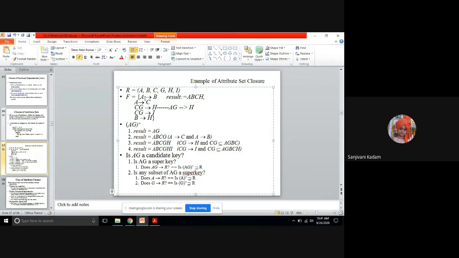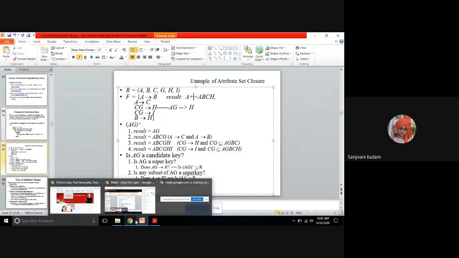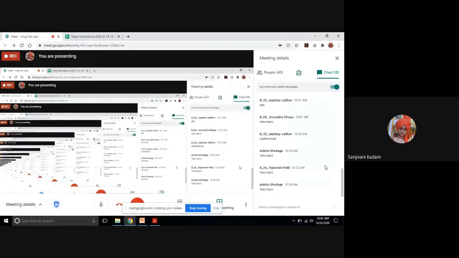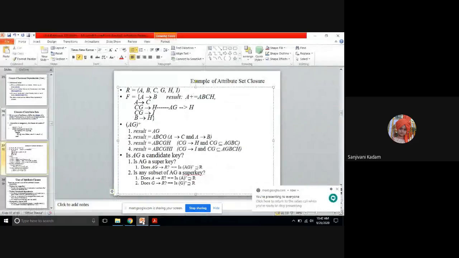Now, whether any other functional dependency exists: A gives B is covered, this is also covered, this is also covered. Now CG is not a subset of this. G is missing. That's why CG cannot be a subset of this, and that's why we cannot add H from here. We cannot add I also as a part of this. So here, this result is nothing but a closure. Clear? A closure clear?